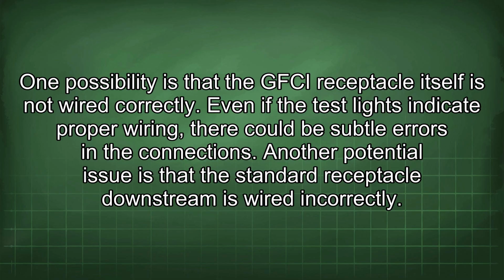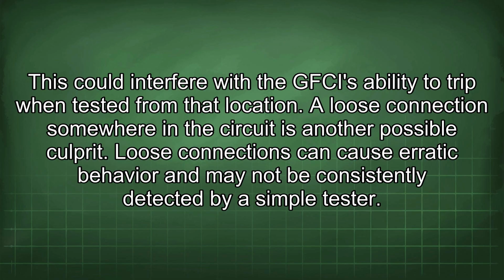One possibility is that the GFCI receptacle itself is not wired correctly. Even if the test lights indicate proper wiring, there could be subtle errors in the connections. Another potential issue is that the standard receptacle downstream is wired incorrectly. This could interfere with the GFCI's ability to trip when tested from that location. A loose connection somewhere in the circuit is another possible culprit. Loose connections can cause erratic behavior and may not be consistently detected by a simple tester.